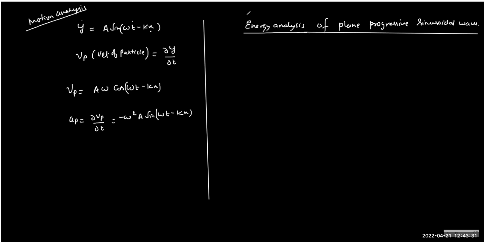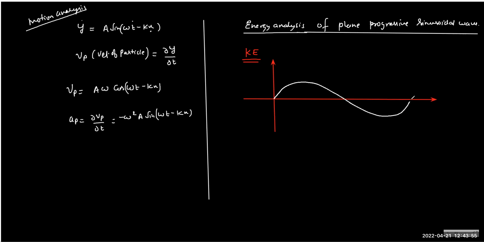So there are two types of energy: kinetic energy, and the way we are going to analyze here is that we assume we have a sinusoidal wave, it will continue. So imagine it's like a thin rope, and this is a medium. So the volume of this rope is like a medium.